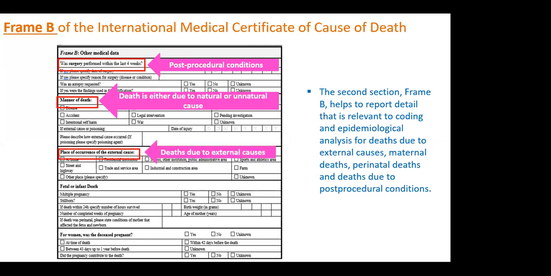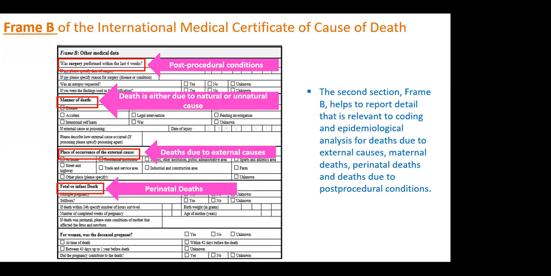Then you have place of occurrence of the external event. If it was a gunshot or somebody was involved in an accident, you need to state the place where this event really happened. And then for perinatal deaths, I think there's a lot of information on this. So whether this was stillborn, was the multiple pregnancy, you provide all that information in there.